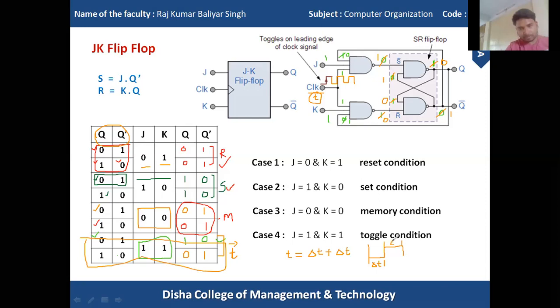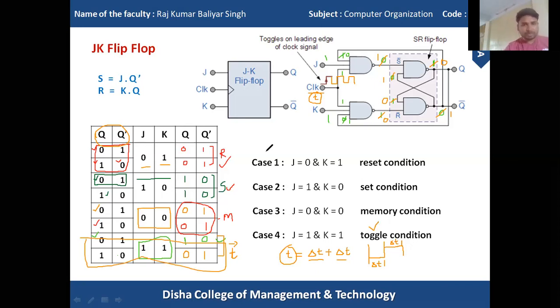So in any one of the delta T, the value of Q and Q naught is changing. The Q becomes 1 for one delta T. For the next delta T, Q equals 0 and Q naught equals 1. That means in one clock cycle, the value of Q and Q naught is changing. So such kind of condition is called toggle condition. This condition is also useful. We cannot say that it is not applicable. This is a very useful condition.